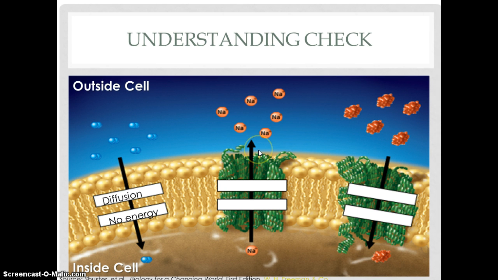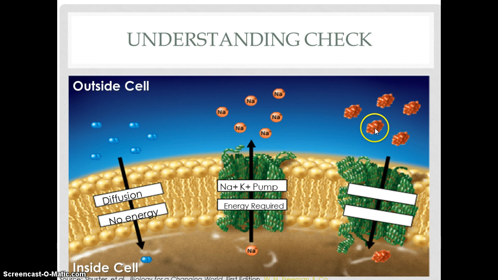The second model we'll discuss contains sodium ions. The concentration of the sodium ions is higher on the outside of the cell than on the inside of the cell. The arrow indicates that the sodium ions are moving upwards against their concentration gradient. The ions are moving from low to high. So this is an example of a sodium-potassium pump, and energy is required.